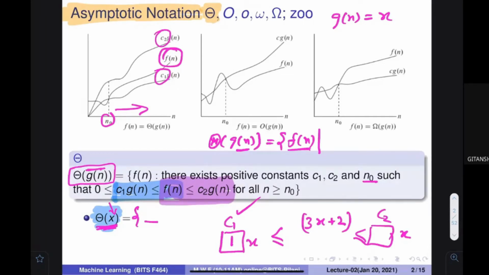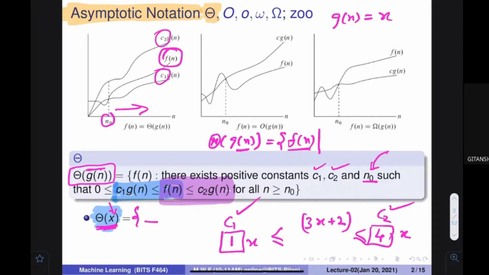So I can see, okay, so what is the problem? I can take C to be 4. Can I take this 4? The answer is yes. So if I can find out C1 and C2, and what is n0? After what value is this going to appear?